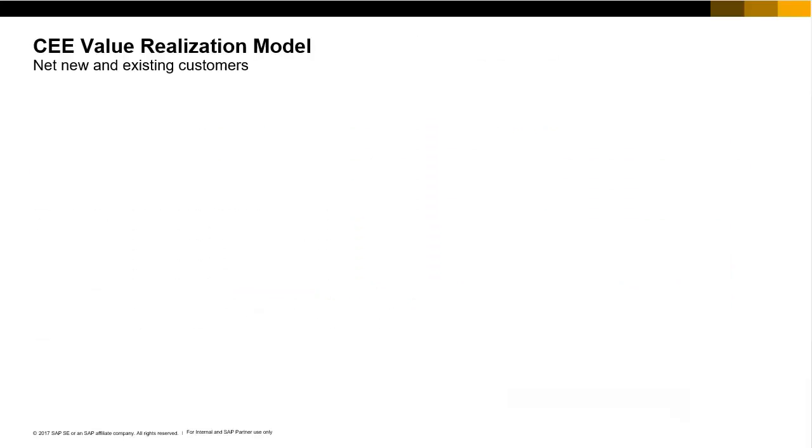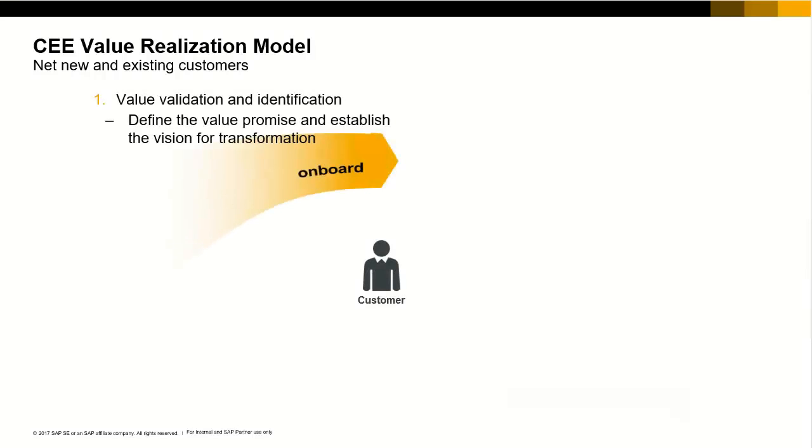The CEE value realization model outlines our approach to how we identify, manage, and track value with our customer. Let us begin with value validation and identification. The first step begins in the onboarding phase, where we are focused on value validation and identification. Here, we want to define the value promise that was established during the sales cycle and the select phase, and establish the vision for this transformation.